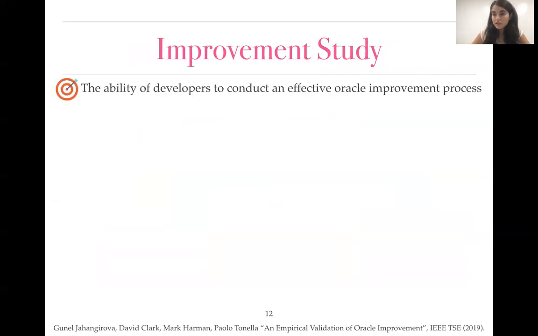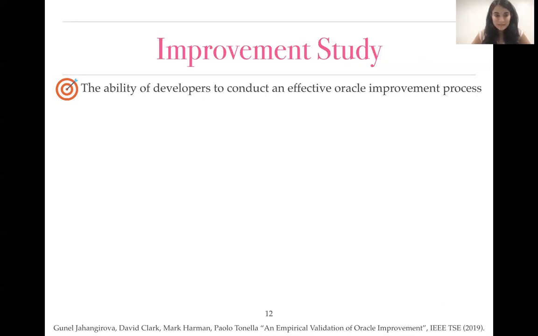Our next study is the improvement study. And here the idea is, if we tell the developer that this assertion oracle is not perfect, it has a false positive or has a false negative, will they be able to come up with an improvement step that would remove those false positives or false negatives?